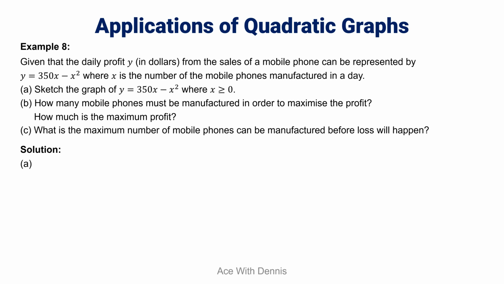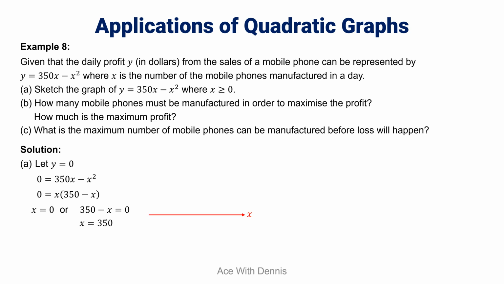So here's the solution. For A, we need to sketch the graph. So first we let y equal to 0. Then the equation becomes 0 equals 350x minus x squared. Factorize, we get 0 equals x bracket 350 minus x, which means x equals 0 or 350 minus x equals 0. Then x equals 350. So you can start to sketch the graph. This is a negative-shaped graph because the coefficient of x squared is negative. This point will be 0 and this point will be 350, which are the roots of the equation. Then since we have 0 here, we know that this is the y-axis. So this graph is y equals 350x minus x squared.